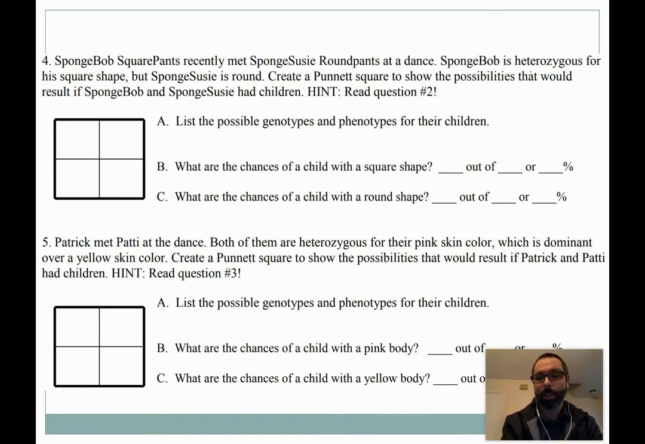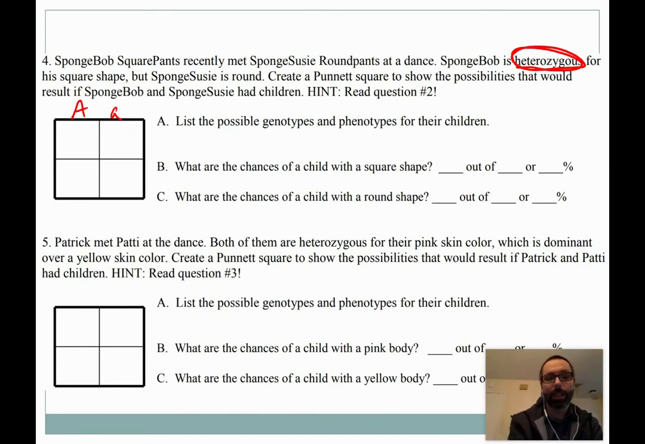And the important word here is heterozygous. SpongeBob is heterozygous for square shape. Now, here's where you get options. If you remember from last time, square is dominant to round. So I could use the letter S here, but I don't like using S's because big S's look like little s's. So I'm going to use A's again. SpongeBob has a big A, a little a because he's heterozygous.